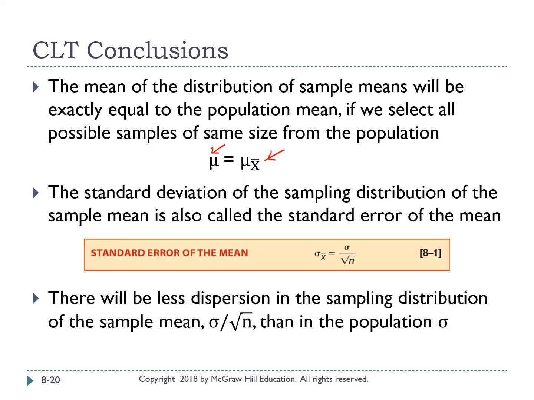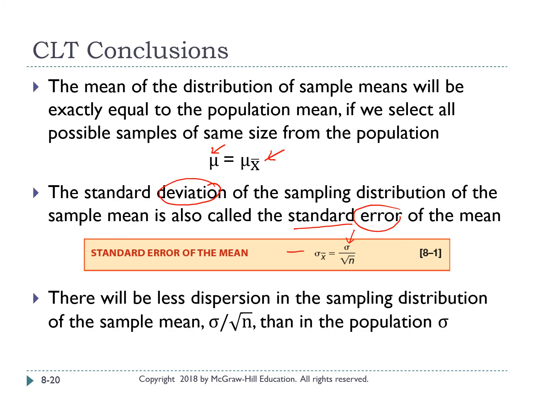Next, the standard deviation of the sampling distribution of the sample mean is also called the standard error of the mean. So when we talk about deviation, it means that we are making an error. So if you want to look at the formula of the standard error of the mean, or the standard deviation of the mean, basically your sigma is divided by the square root of n.